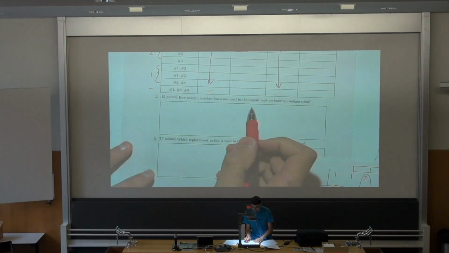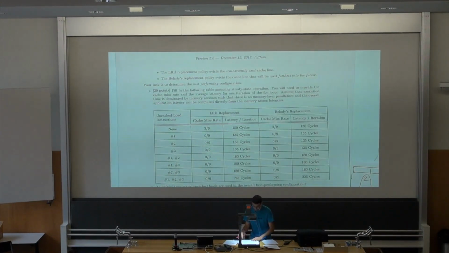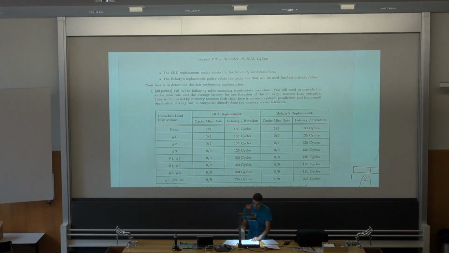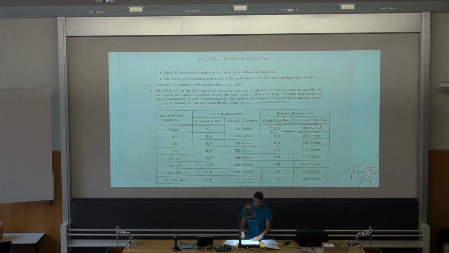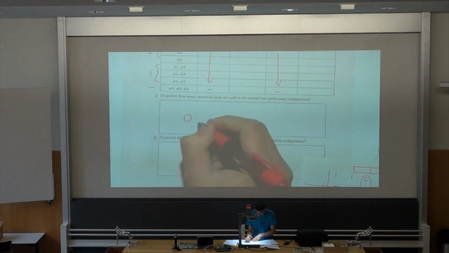So how many uncached loads are used in the overall best performing configuration? So we go consult our table here. And the best performing configuration is the one with the lowest latency per iteration, right? And so out of all of these, it ends up being this guy right here. So how many uncached loads do we use? Well, in this case, we're using none, right? So the answer here is just 0.